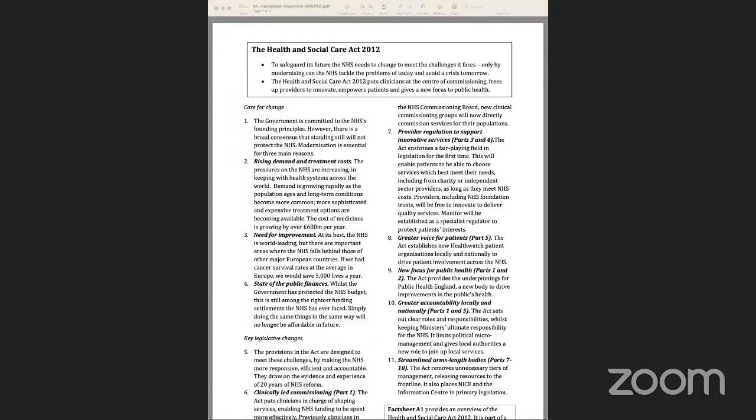Now, going forward, let's look at some of the other important bits of legislation as well. The other important bit of legislation that we want to look at is what is called the CARE Act. So one is the Health and Social Care Act of 2012, and then we look at what is called the CARE Act of 2014.